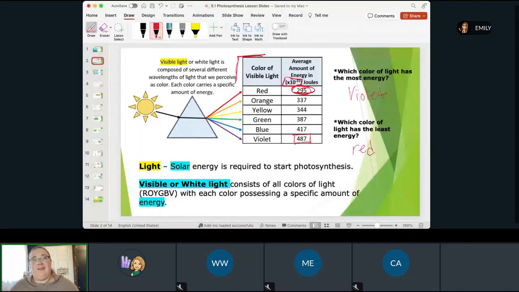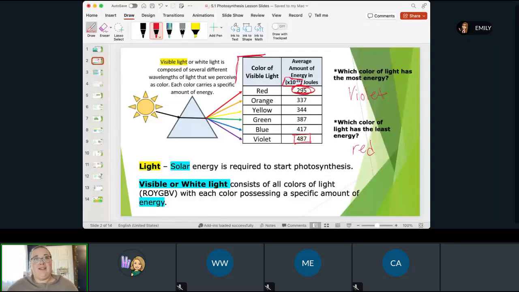Now, why are we talking about light when we're supposed to be talking about photosynthesis? Well, solar energy is required to start photosynthesis, and we get solar energy from light. Okay, so light is our solar energy that we need to start photosynthesis.